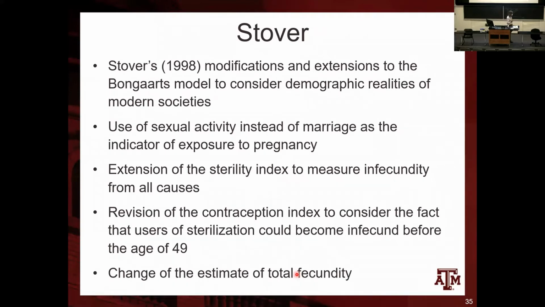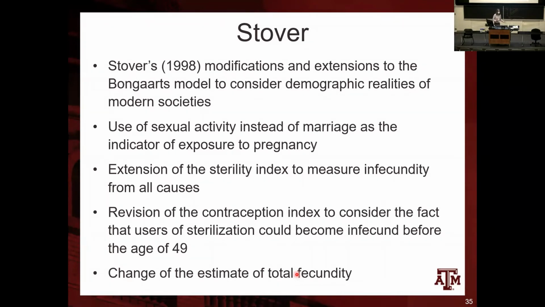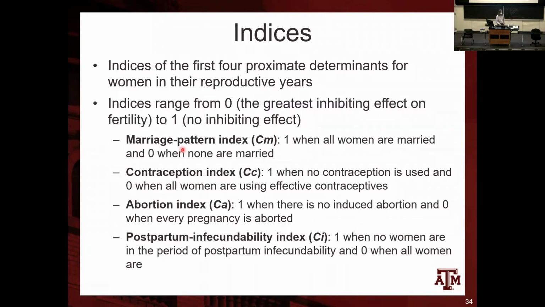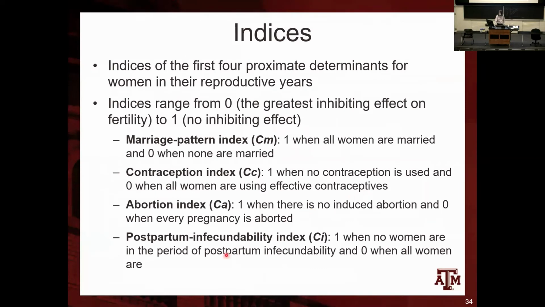And then Stover, and also other demographers, are trying to improve these variables discussed by Bongaarts because of changes that our society experiences. So Stover's modifications and extensions to Bongaarts' model consider demographic realities in modern societies, right? I just mentioned that you could criticize the marriage pattern index by saying, oh, actually, women are having children without being formally married. So what he suggests is to use sexual activity instead of marriage as the indicator of exposure to pregnancy, right? And an extension of the sterility index to measure infecundability from all causes, not only from postpartum infecundability.